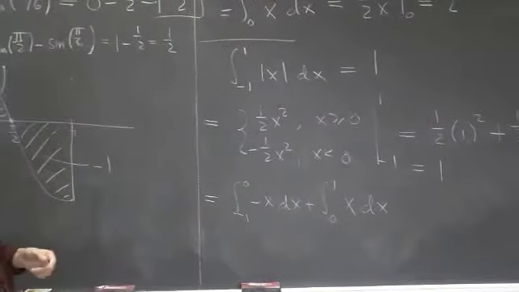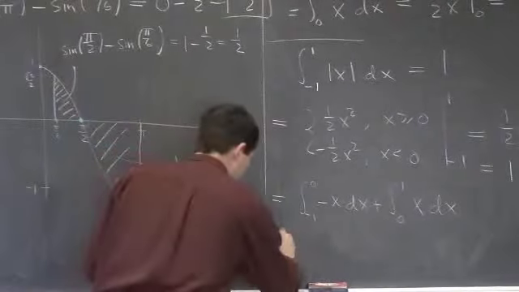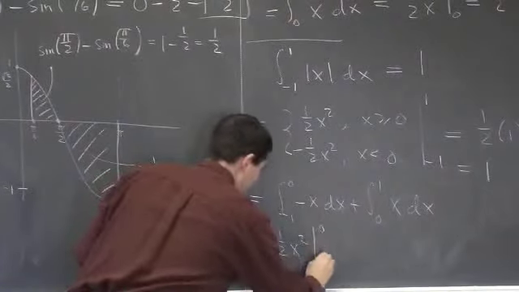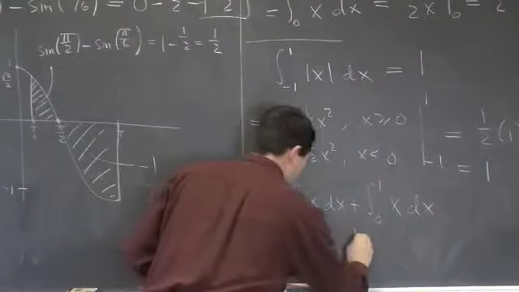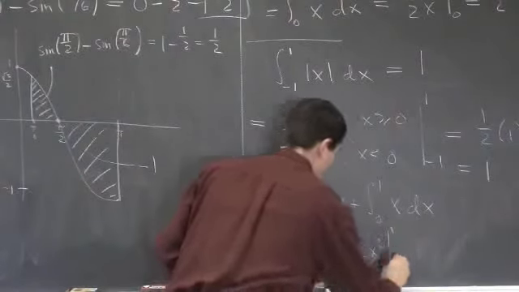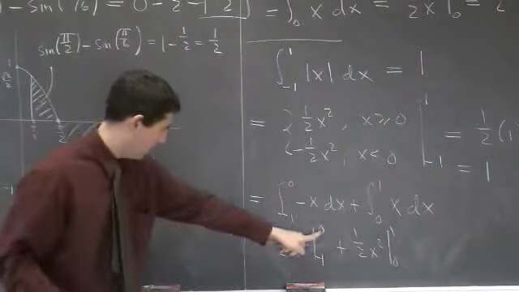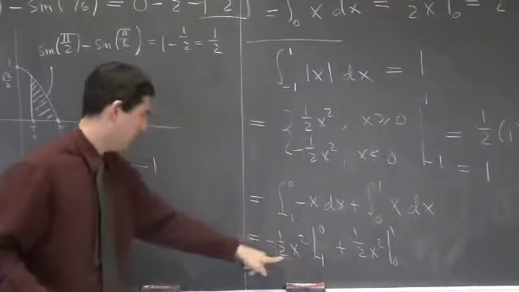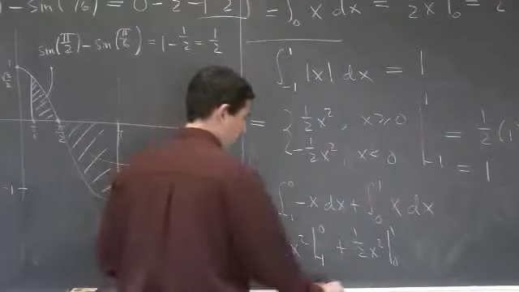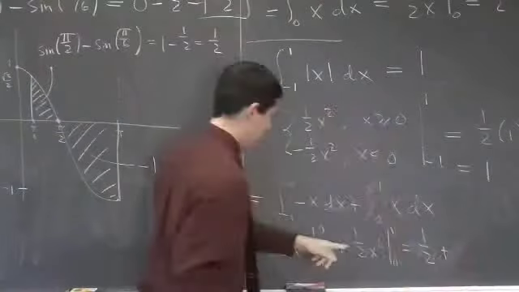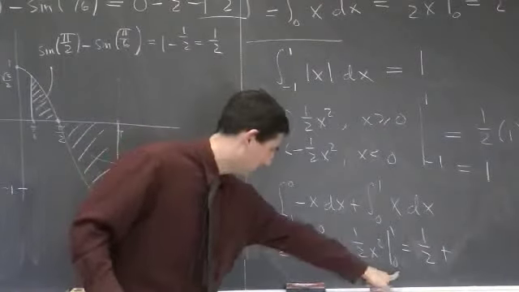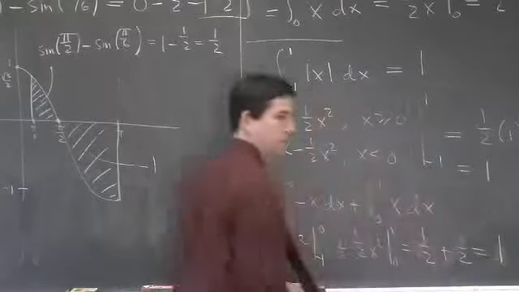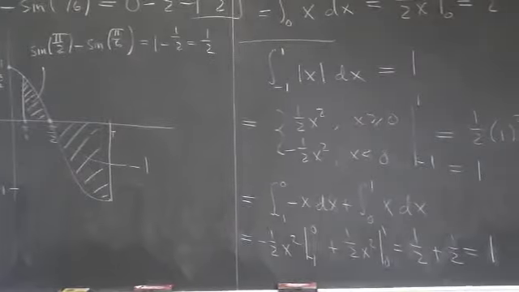Right? And now you can play the same game. Okay, the antiderivative is minus a half x squared, you go from minus 1 to 0, and a half x squared from 0 to 1. And now this becomes, well, when you put in a 0, this is just 0. Minus, well, when you put in a minus 1, this becomes minus a half, or plus a half, rather. And then here, you plug in a 1 and you get a half. Plug in a 0, you get 0. So you get a half plus a half, which is 1. Okay, so there's a lot of ways to attack it.